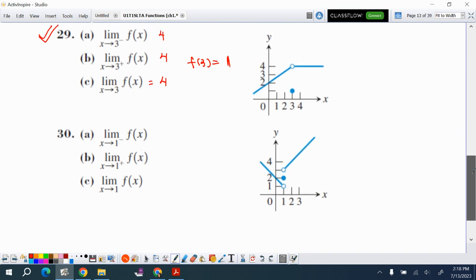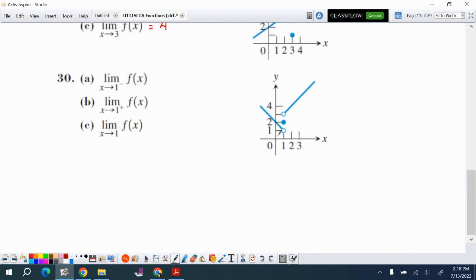And we have one more here. 1 from the left is a 1. 1 from the right is a 3. These numbers are not the same, so the limit does not exist. And f of 1 is a 2.